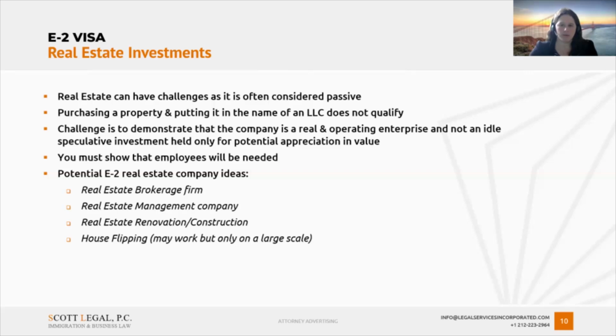And so you want to make sure that they're aware that you're not just saying, well, I own some properties. I put my properties in the name of an LLC and I collect income.